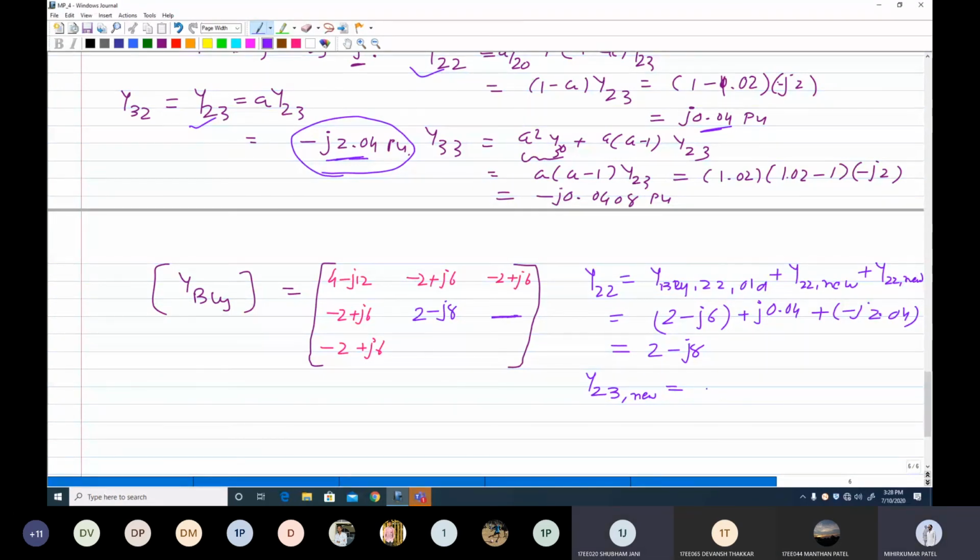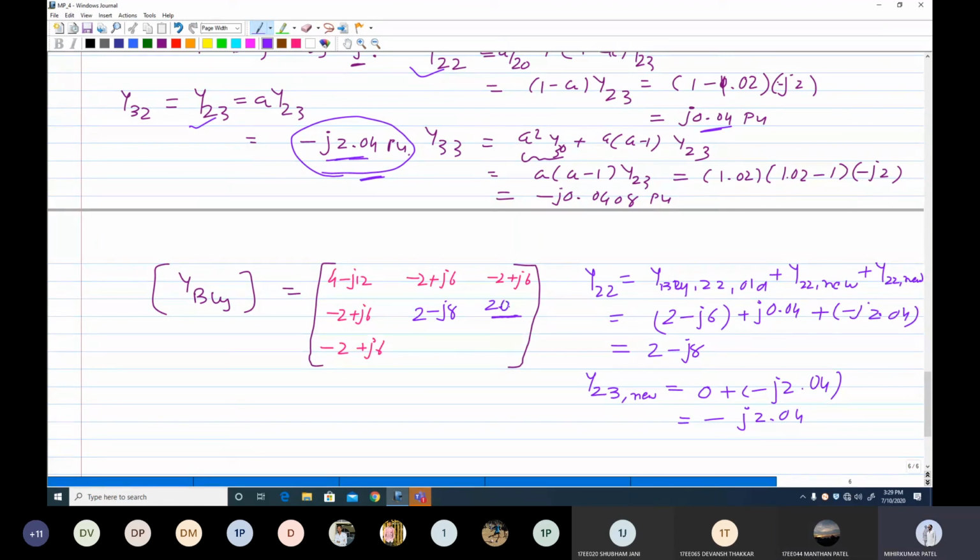What is the value of old? 0. 0 plus new. It is minus j2.04, which you have derived over here. So it is minus j2.04. Clear? What will we write over here? Directly 2.04 value, j. Yes, very good. It is plus j2.04.